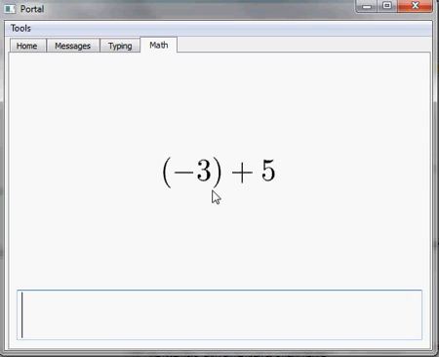Okay, -3 plus 5. In this case, if you have -a plus b, it makes it a little easier if you just take the number on the right and move it over to the left. So it's 5 minus 3, as opposed to -3 plus 5. Just think of it as 5 minus 3, which we know is 2.